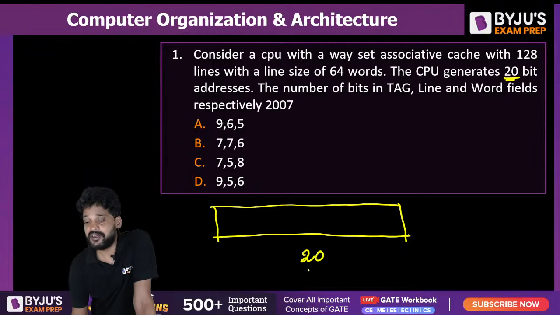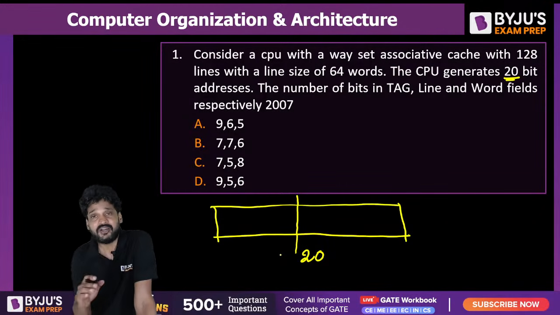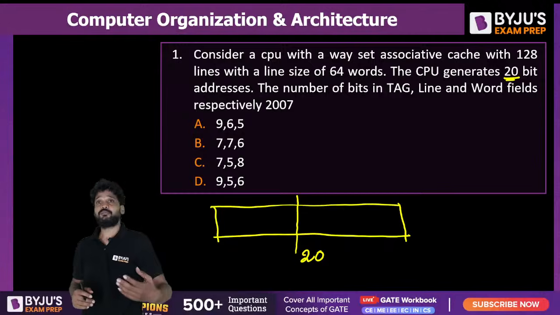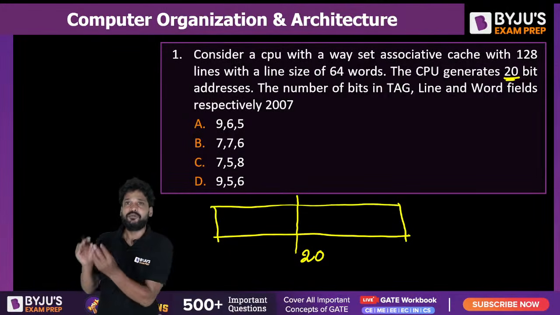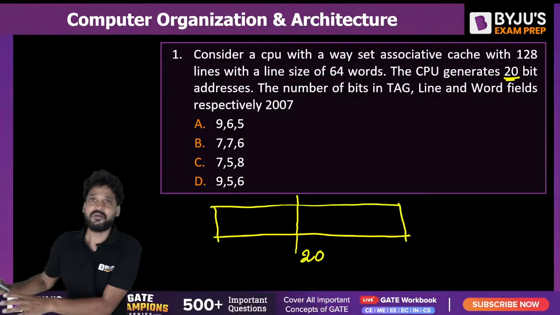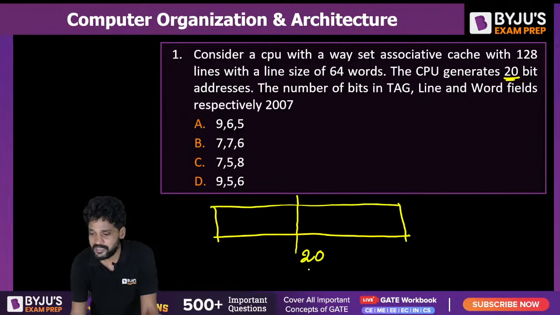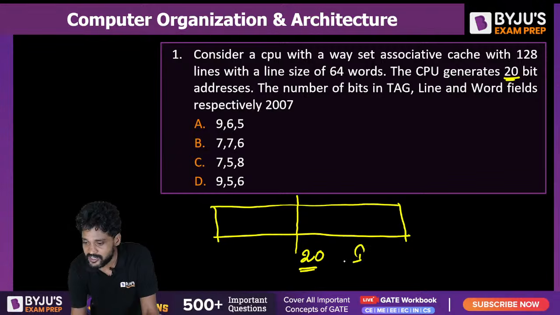Then we need to divide these 20 bits into index plus tag. What is index and what is tag? Index is the number of bits needed to represent the cache memory, and the tag bits are the remaining bits after we dedicate a few bits to represent the cache memory. So here we should be able to divide these 20 bits into two parts. The first one is index and the second one is tag.